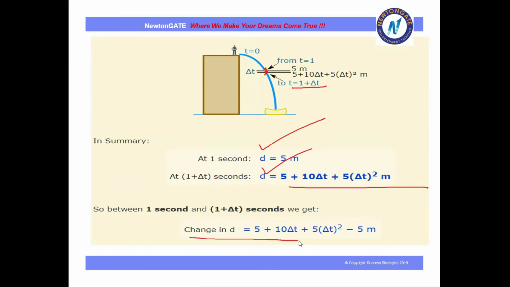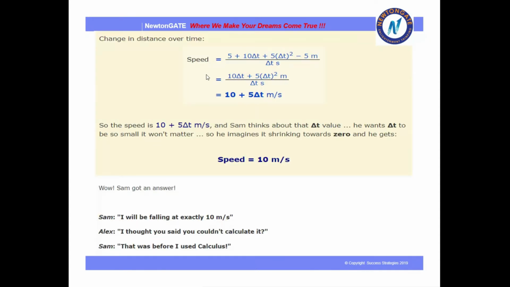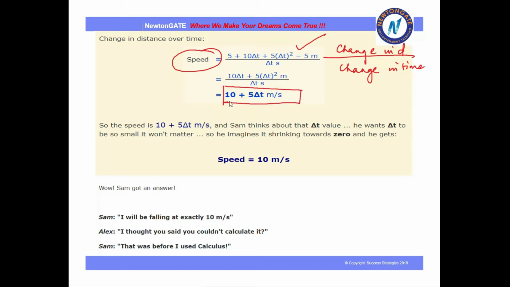So for the change in d, we subtract the initial distance from the final distance, and we get the following equation. Now if we have to calculate the speed, which was actually the problem we were facing in the earlier condition, we can now see that we have a change in distance and also a change in time, which gives us 10 plus 5 delta t meters per second.